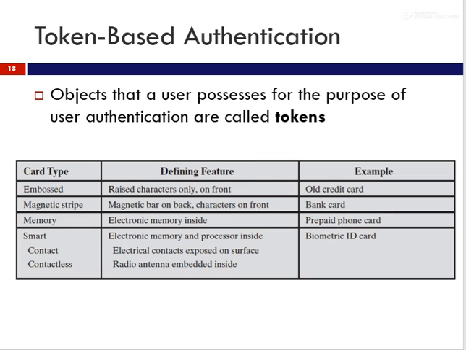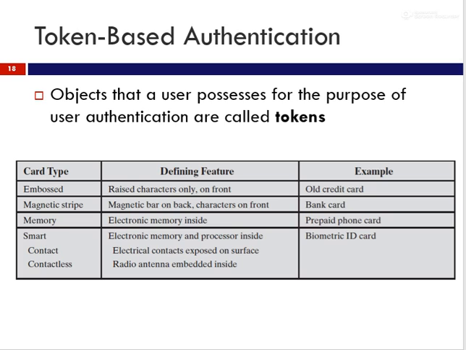We have already discussed the first method of user authentication, that is based on passwords. Now we will discuss the second method of user authentication, that is based on something the individual has, that is token-based authentication. You have some smart card or electronic key to authenticate a user. We call it token-based authentication, where objects that a user possesses for the purpose of user authentication are called tokens.